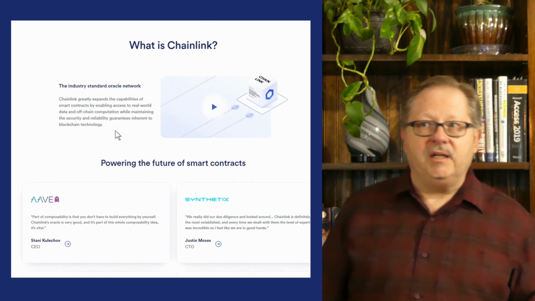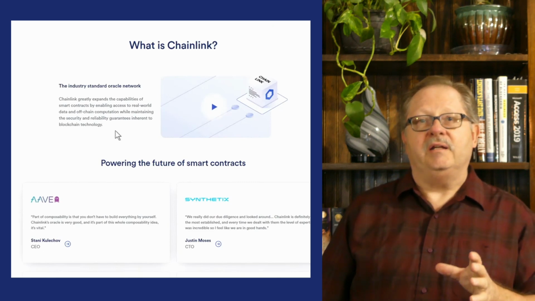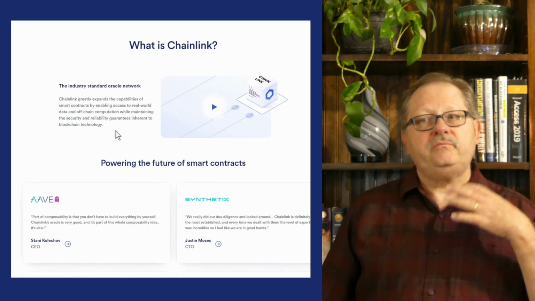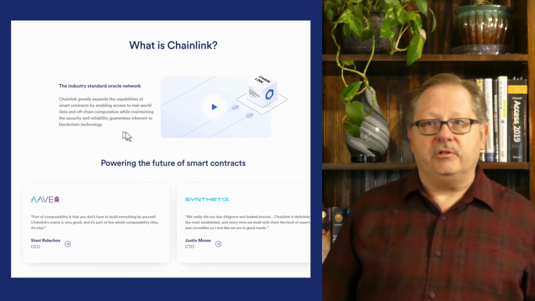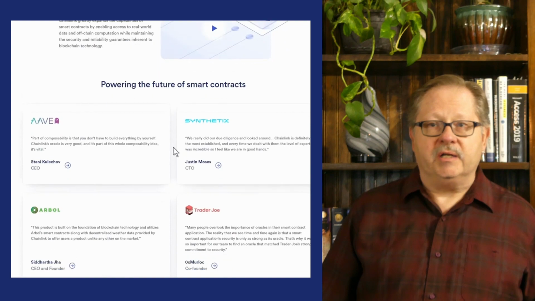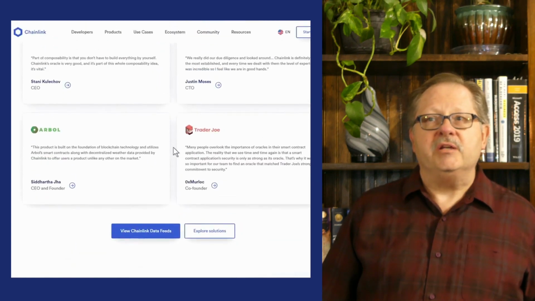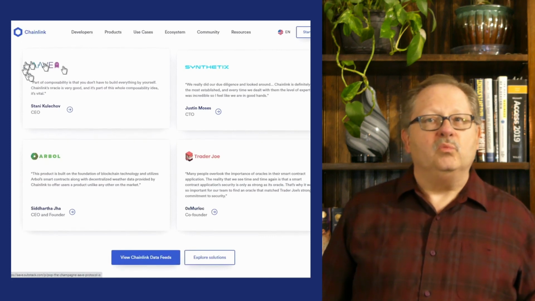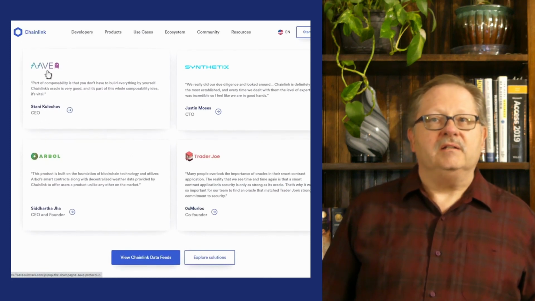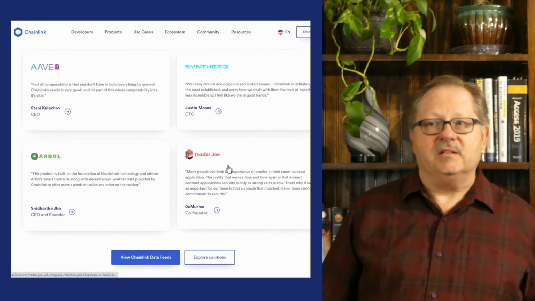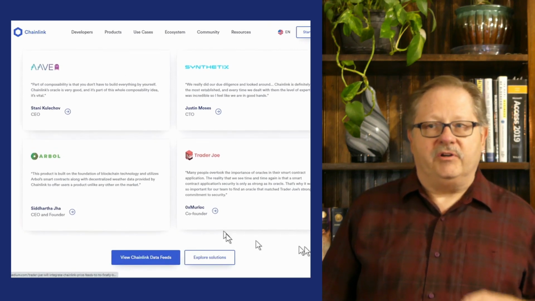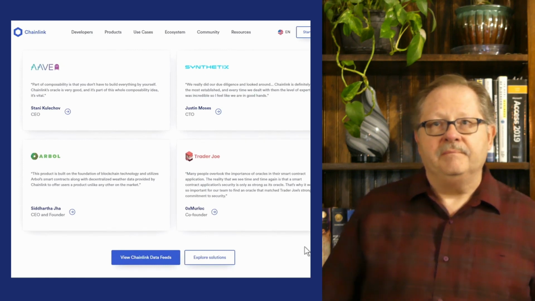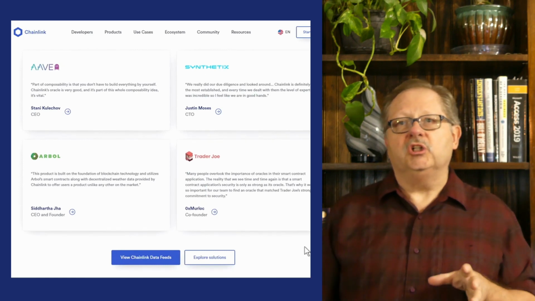So literally, it's the combination of big data, or IoT, Internet of Things data, right in with this particular blockchain and smart contracts. And here they give some information about people within the company and what they've worked on before. Stani has worked on Aave before, and Synthetix, Trader Joe, and Arbol, and the various people involved in building the company.